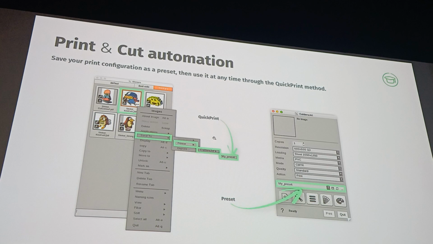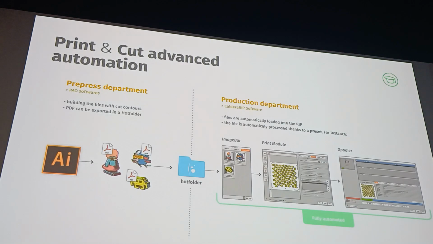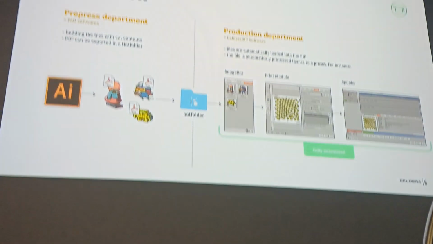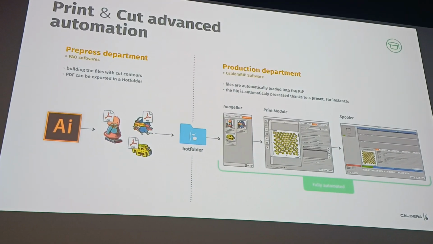Yeah. So now let's talk finally about print and cut automation. As with any other module from CALDERA software or other application, it's really easy to automate using quick print or presets. And we will see that you can also use hot folder and presets in order to automate a full print and cut workflow. So let me show you how to do that.